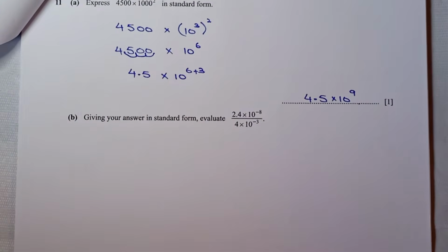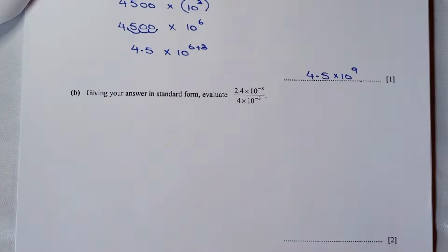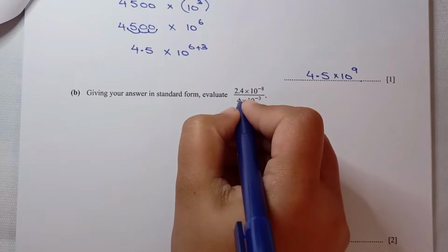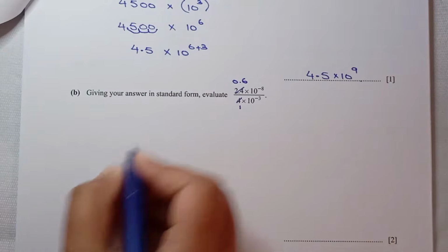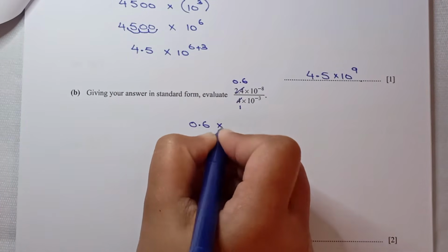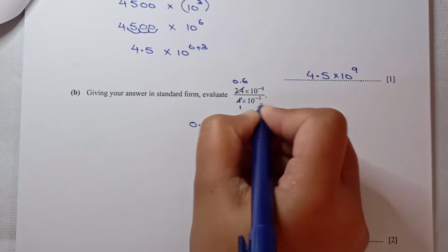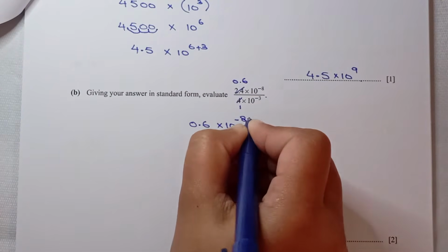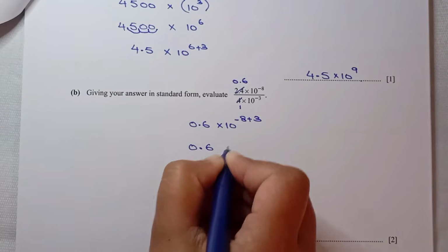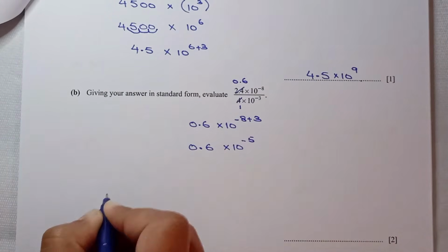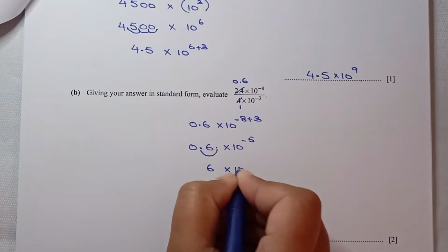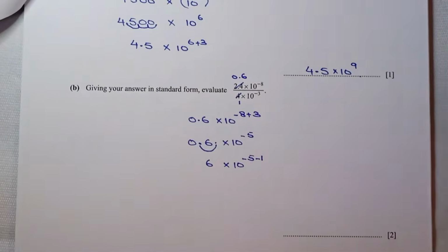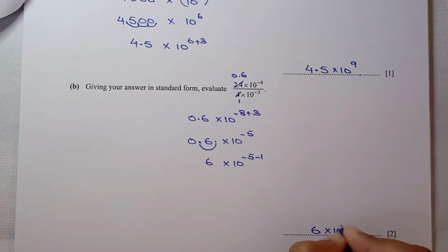For the B part, giving your answer in standard form, evaluate. Okay, how can we evaluate this expression? That's pretty easy. So we can do 4 times 1 is 4, and we have 0.4 times 6 is 24, right? So 0.6 times 10 exponent negative 8, and shifting this exponent in the numerator, this would be positive of 3. So 0.6 times 10 exponent negative of 5, right? Moving the decimal point 1 unit to the right, so 6 times 10 exponent negative 5 and negative 1. So the answer would be 6 times 10 exponent negative 6.